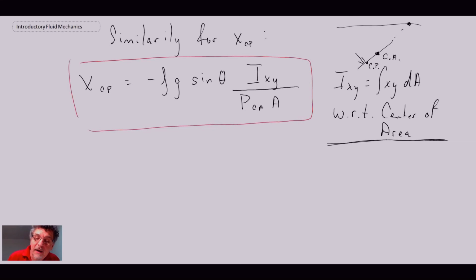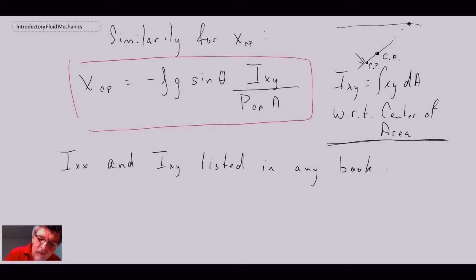So where do you get Ixx and Ixy? Well, those are listed in any book on fluid mechanics that you look at. If you're doing pressure and forces on submerged planar surfaces, they will give you values for different types of shapes: circles, semicircles, triangles, rectangles. So you can find those in pretty much any book on introductory fluid mechanics, and this is for common shapes.